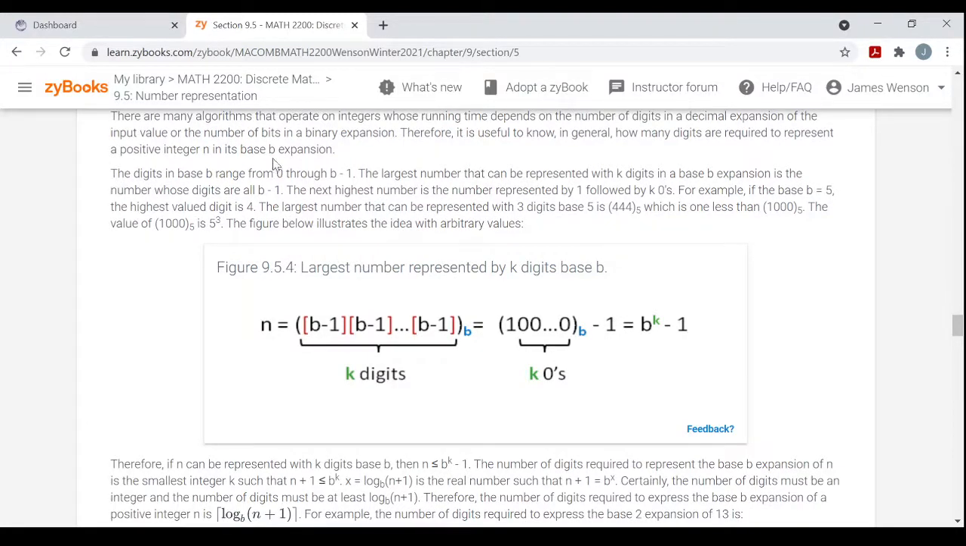So remember, if you're in base b, the digits that you use range from 0 to b minus 1, right? Remember, when you're in decimal, base 10, the digits are 0 through 9. When you're in binary, base 2, the digits are 0 through 1. Now I know when your base is bigger than 10, they start using letters, but those letters represent numbers up to b minus 1. Remember, hexadecimal, base 16, you've got digits 0 through F, where F represents 15.